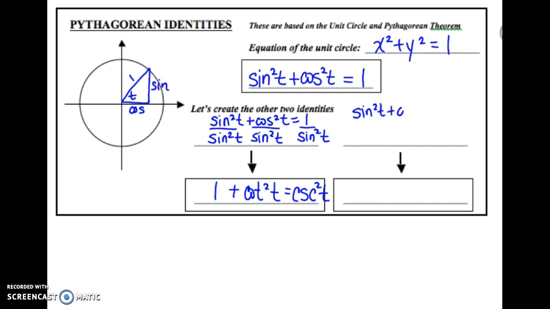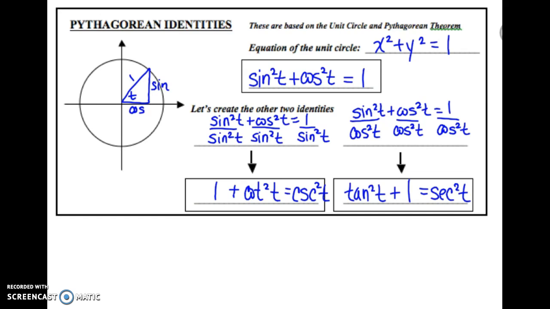Now let's go back to the original Pythagorean identity again. Sine squared t plus cosine squared t equals 1, but this time we're going to divide all 3 terms by cosine squared t. So it's the same identity, but we are just changing the way it looks by dividing everything by a different function. So sine squared t divided by cosine squared t, sine over cosine is tangent. So that term becomes tangent squared t plus cosine squared t divided by cosine squared t is 1 equals, and then 1 over cosine squared t, that's a reciprocal, right? That's going to be secant squared t.